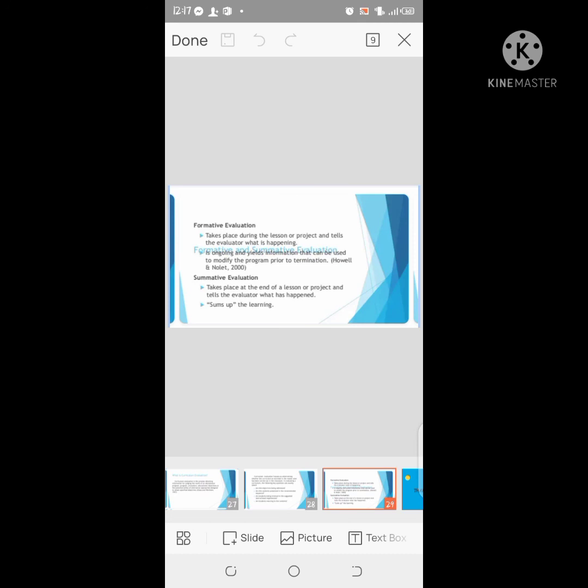While summative evaluation takes place at the end of the lesson or project and tells the evaluator what has happened, then sums up the learning. So, evaluation is to sum up the overall topics or especially the overall curriculum. What teachers will do is give summative activities such as making an essay, summative tests, and things like that.